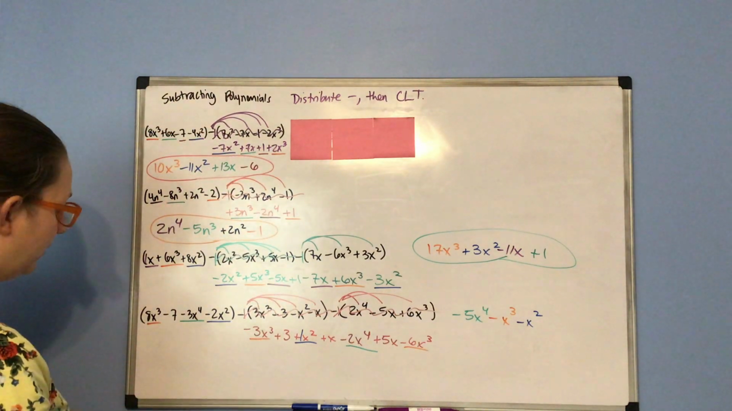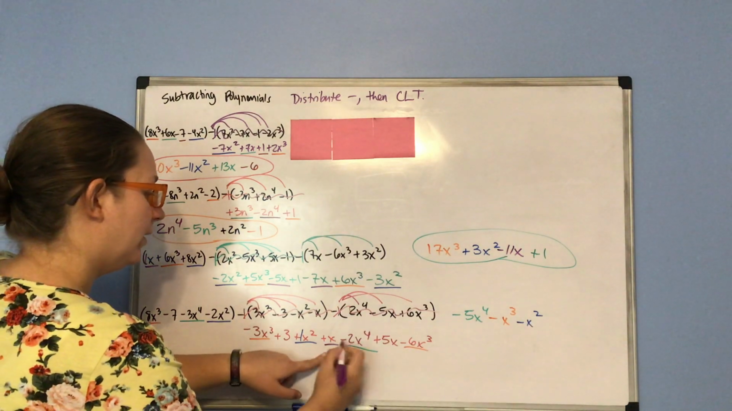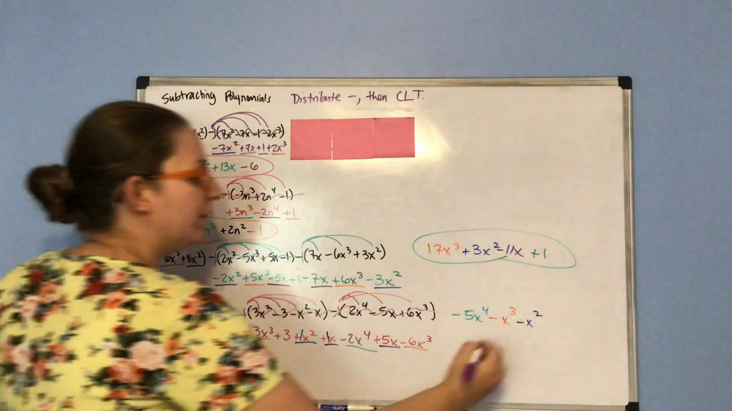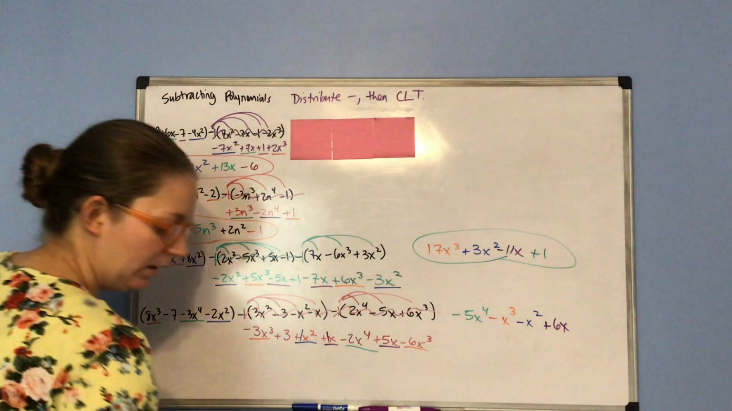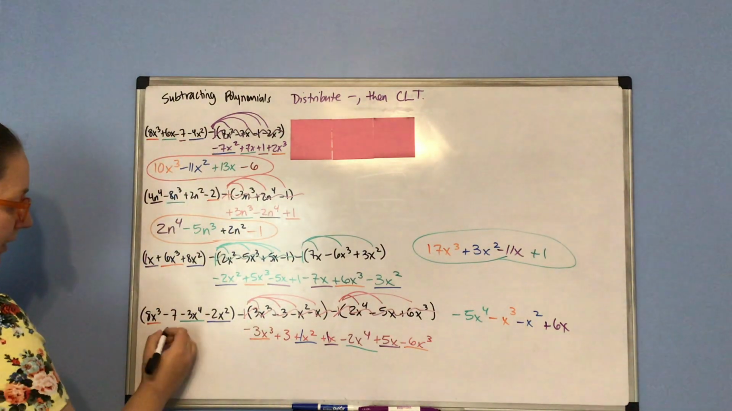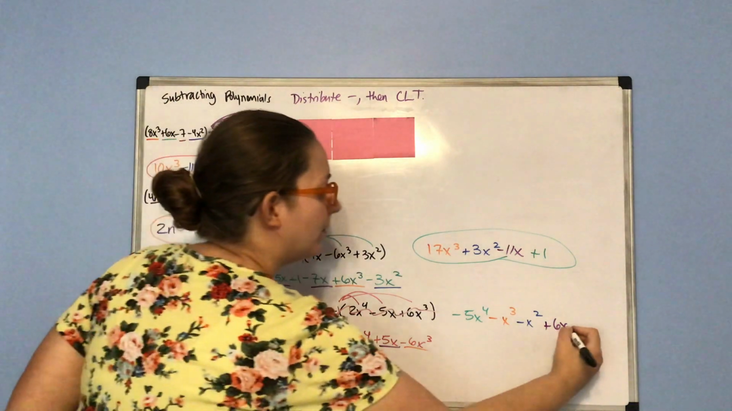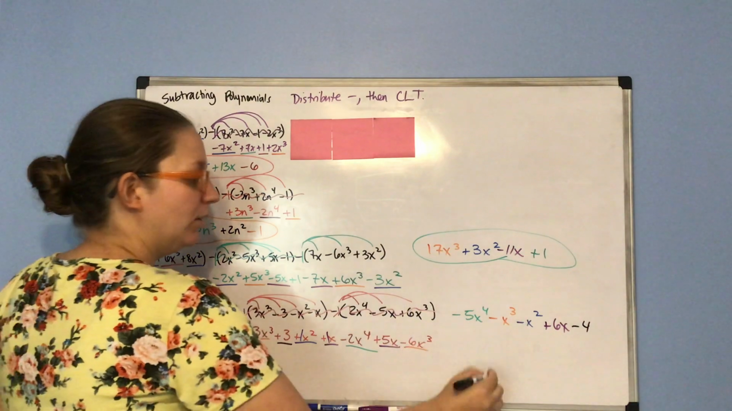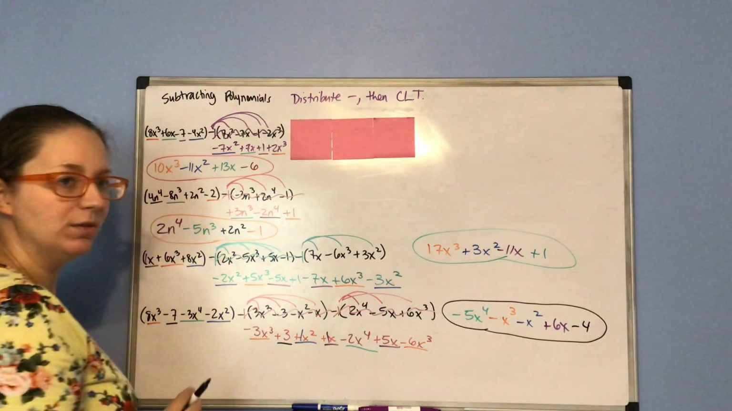And then what else can we combine? Regular x's. X plus 5x, that's like a 1x if it helps you. 1 plus 5 is 6x. And then numbers. Negative 7 plus 3 is negative 4. Double check your final answer. Do we have any like terms? We do not. So this right here is all finished.